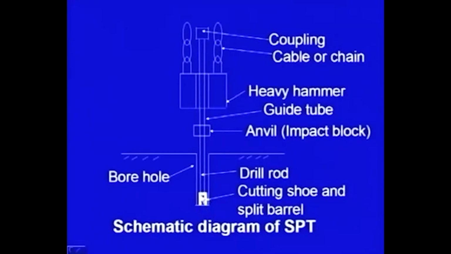and this is the cutting shoe and split barrel which I discussed a few seconds ago, and here is the drill rod. This cutting shoe is attached to this drill rod. Here is an anvil or the impact block, and above that is the guide tube, and here is a heavy hammer of standard weight. We shall discuss it later on, and this hammer can be lifted up using cables or chains, and here is a coupling, and on these sides the tripod will be there.